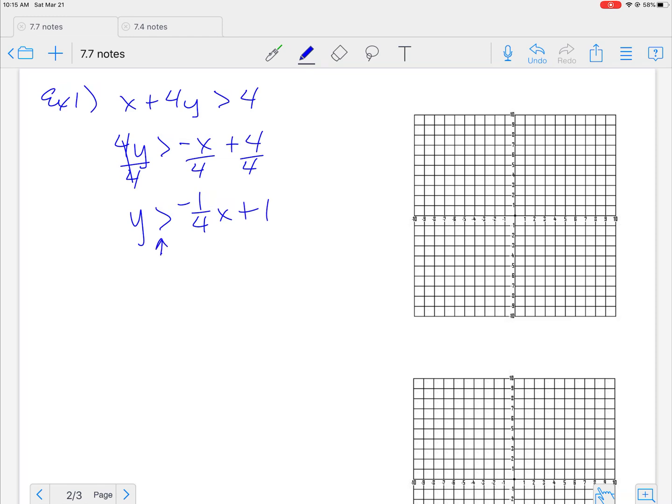This symbol tells me if it's either going to be dashed or solid. So what have we got? Dashed. Am I going to shade above or below? Above. Good, because the y values are bigger than this line. So it's the same thing that you do to graph any line. You know your slope is negative 1/4. Your y-intercept is (0, 1). So I'm going to graph on here with blue because it'd be black on black otherwise. Up here at 1, my slope is down 1 over 4. Now, because this is an inequality, I'm going to fill up this graph.